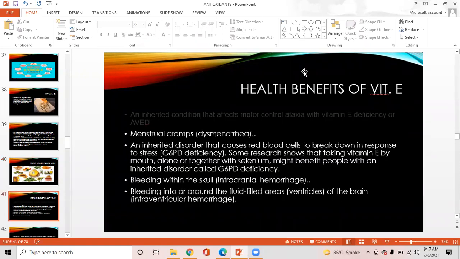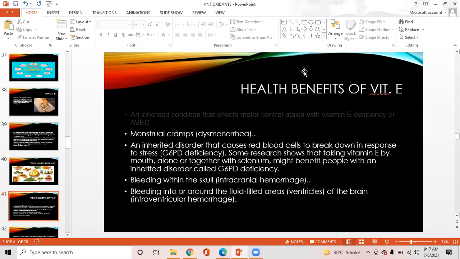Health benefits of vitamin E. It is helpful in menstrual cramps like dysmenorrhea when taken from the second day of the cycle. In an inherited disorder that causes red blood cells to break down in response to stress, that is glucose 6 phosphate dehydrogenase deficiency, vitamin E is required.